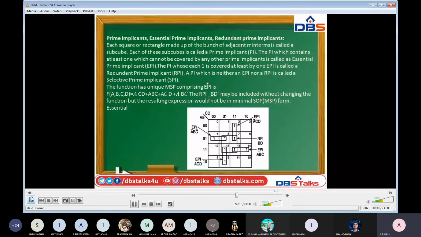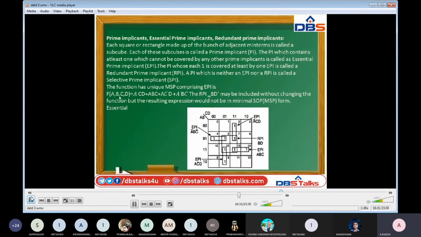A prime implicant which is neither an EPI nor an RPI is called a selective prime implicant. That means it should not be either an RPI or an EPI. Then we are calling it a selective prime implicant.